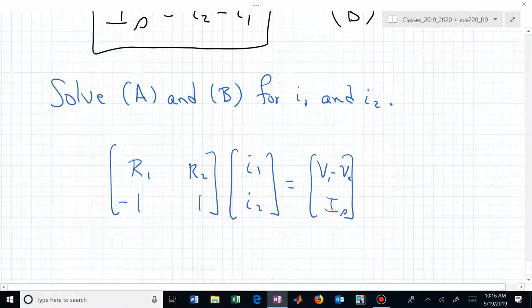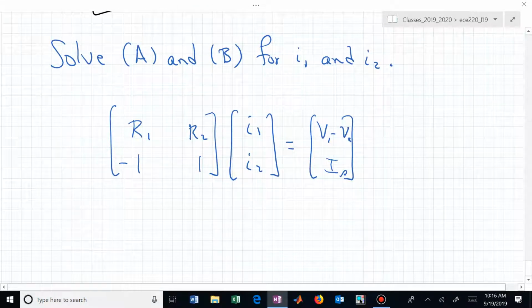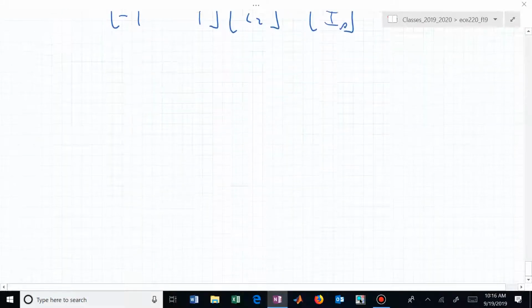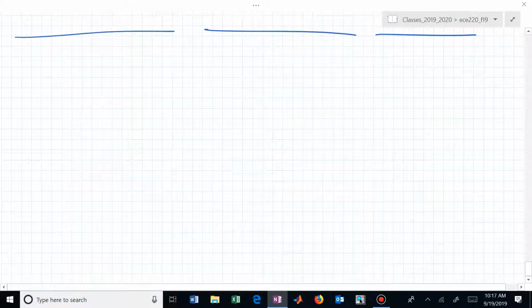Or you could solve it by 2 simultaneous equations. That's what I was going to say, if you don't like matrices. Let me give you a challenge. Suppose I give you the following circuit.